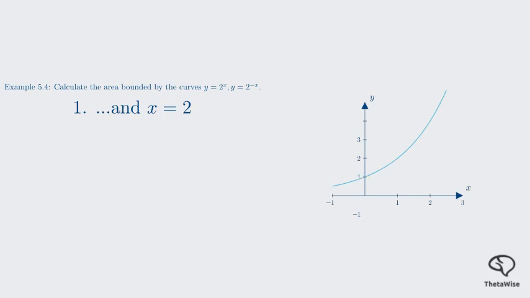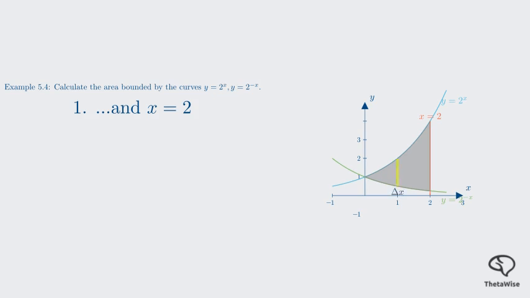Let's sketch the curves. The function y equals 2 to the x is an exponential growth curve. The function y equals 2 to the negative x is an exponential decay curve. Both curves pass through the point 0, 1. Here is the sketch. We are finding the area between the two curves from the y-axis, x equals 0, all the way to the vertical line x equals 2.